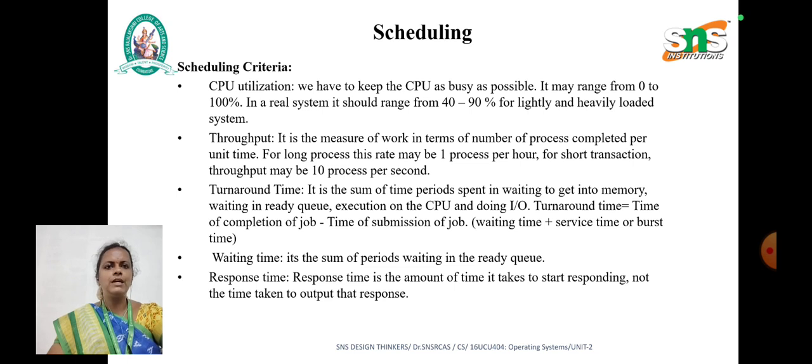We have to keep the CPU as busy as possible. It may range from 0 to 100%. In a real system, it should range from 40 to 90% for lightly and heavily loaded systems. Next one is throughput. It is a measure of work in terms of number of processes completed per unit time. For long processes, this rate may be 1 process per hour. For short transactions, throughput may be 10 processes per second.